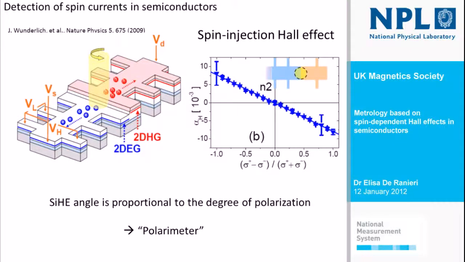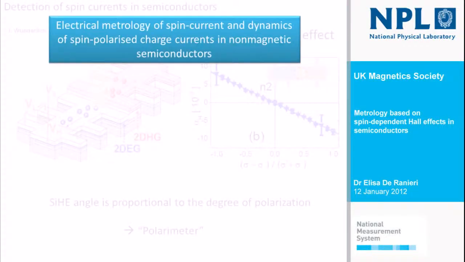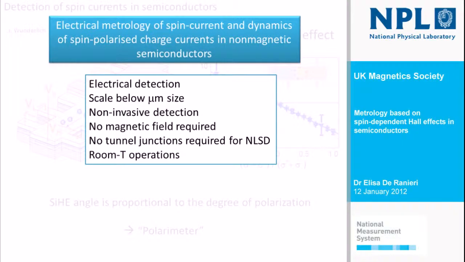Yeah, and this can be used effectively as an electrical polarimeter, because the transverse signal that you measure is linearly proportional to the degree of polarization of the circularly polarized light. So what we want to develop with this project, as said before, is an electrical metrology of spin current and spin polarized currents in non-magnetic semiconductors, with the advantage of having an electrical detection which can scale below the micron size, which is the limit for optical methods.